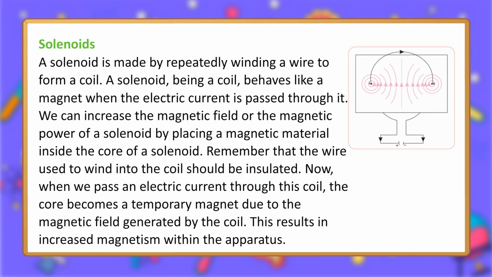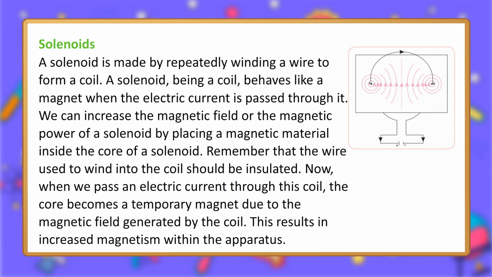Solenoids. A solenoid is made by repeatedly winding a wire to form a coil. A solenoid, being a coil, behaves like a magnet when electric current is passed through it. We can increase the magnetic field or the magnetic power of a solenoid by placing a magnetic material inside the core of the solenoid. Remember that the wire used to wind into the coil should be insulated.